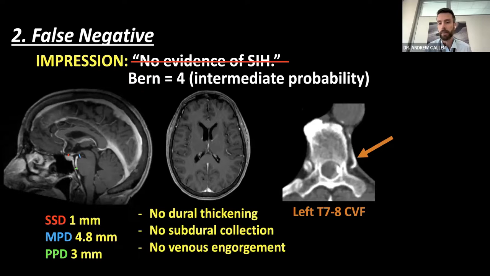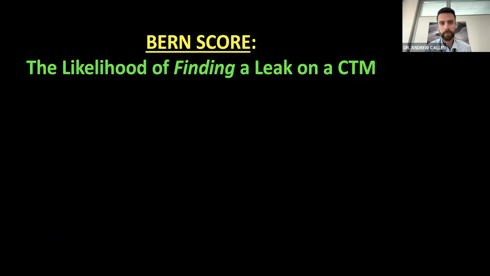And indeed, she did have a myelogram. She did have a CSF venous fistula on the left at T7-8, found on our dynamic CTM.